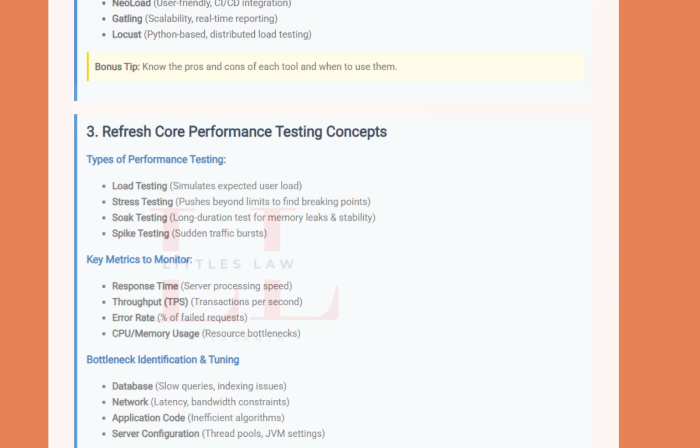We do soak testing to run the system over a long period to find issues like memory leaks and stability problems. We do spike testing to send a sudden burst of traffic to spot quick failure points.